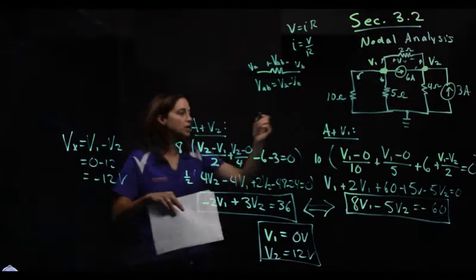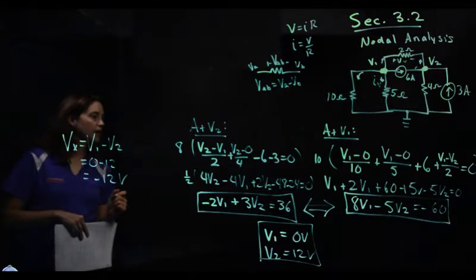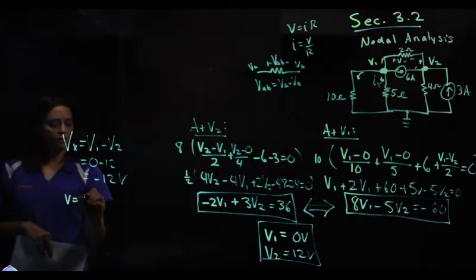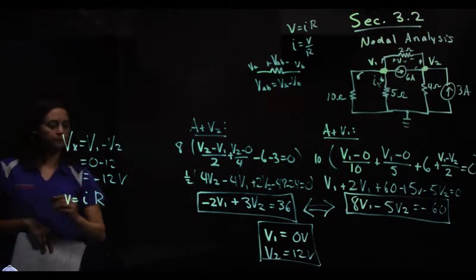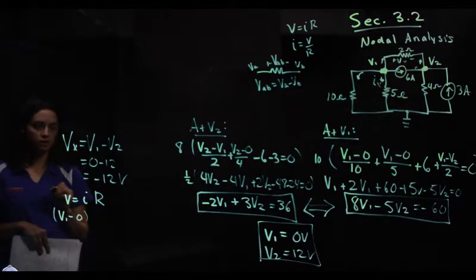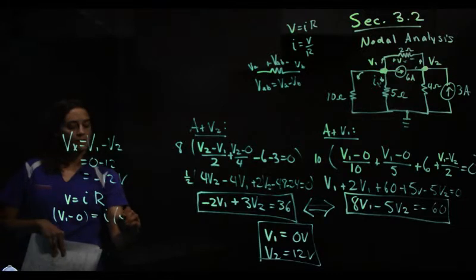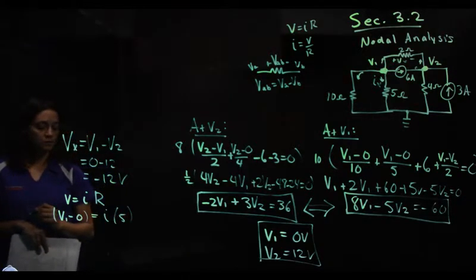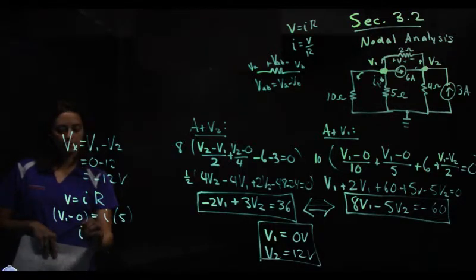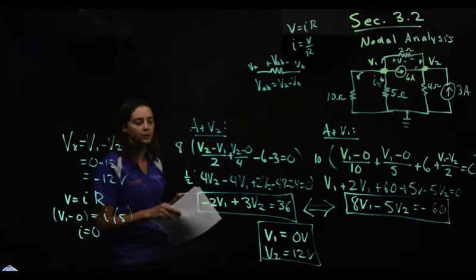If I wanted this current, let's call it Ix. Well, I have that current now because I have the voltage. V equals IR. I keep writing that down so you'll remember. My V here is V1 minus 0. That's the voltage across that resistor. My I is what we're looking for, and my R is 5. V1 turned out to be 0, right? So I have 0 minus 0 equals I times 5. My current turned out to be 0. That's unusual. We don't normally have that happen on a problem.